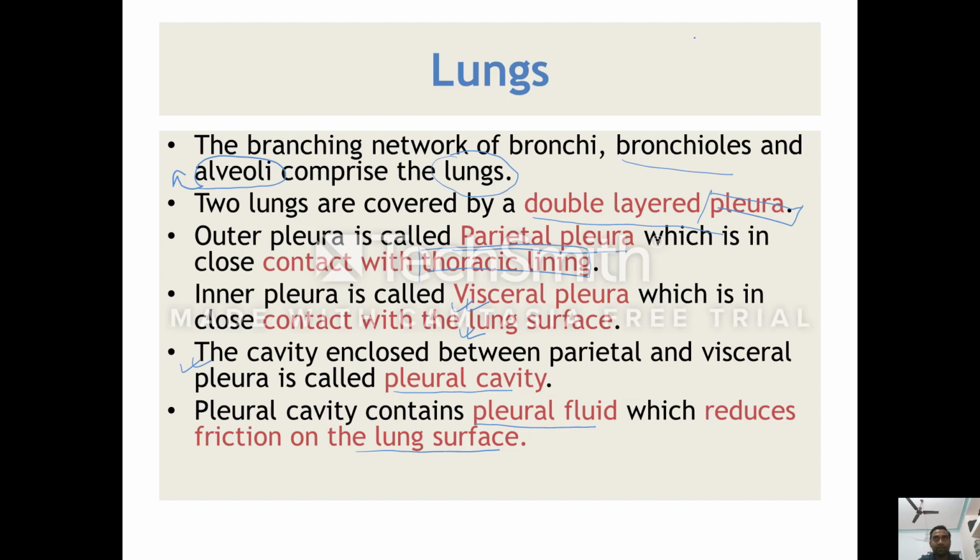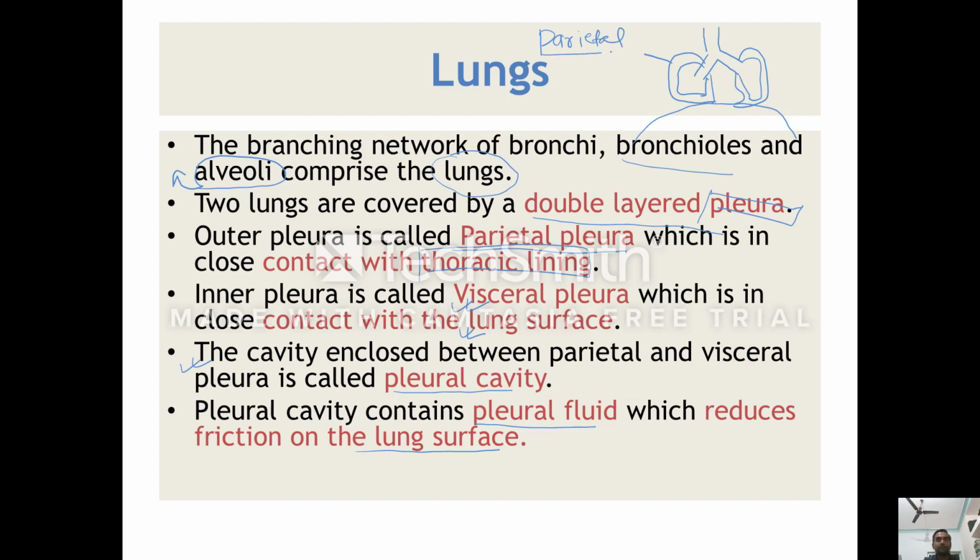If we talk about the lungs, suppose this is the trachea. The trachea branches into the primary and secondary bronchi, and these enter into the lungs. The lungs are supported by the diaphragm. This lung will have a double layer structure, which we are calling the pleura. So this outer pleura is called parietal pleura.